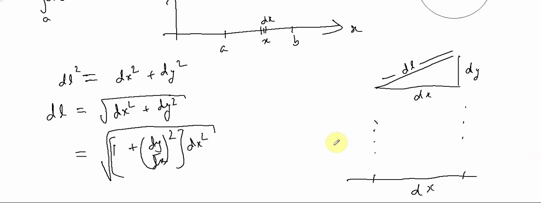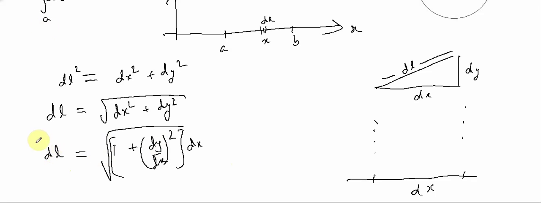So I have taken dx square common, and you see dx square inside the under root can become dx. So this equation becomes the following. Alright, so this is the equation for dl, an infinitesimally small elemental length.